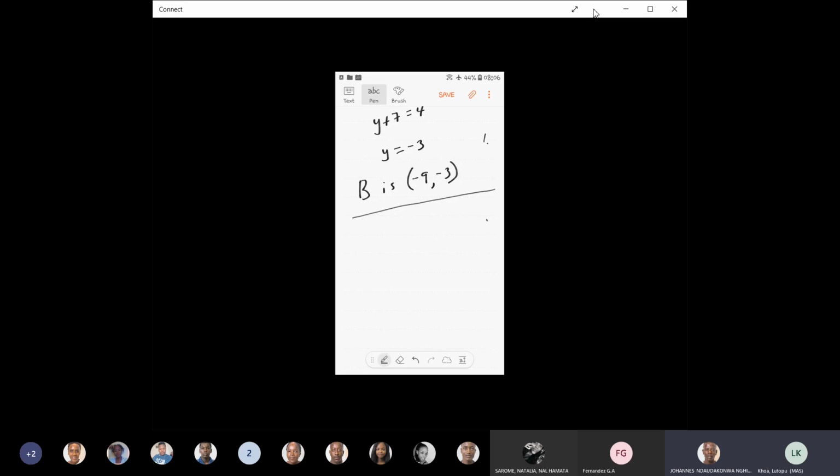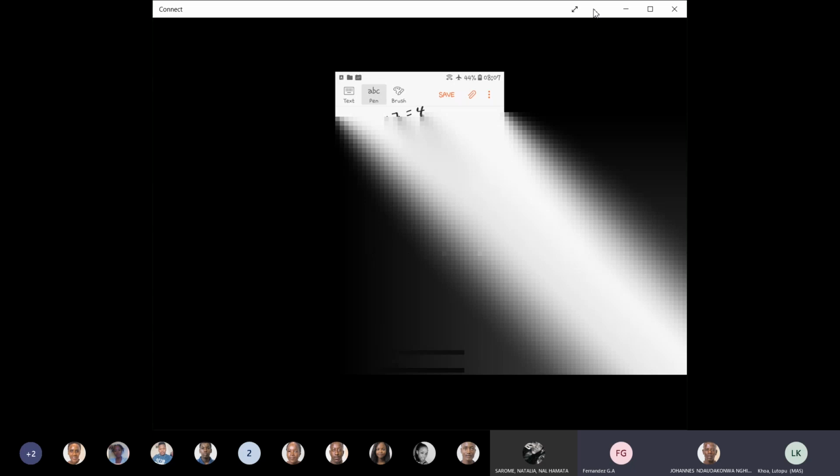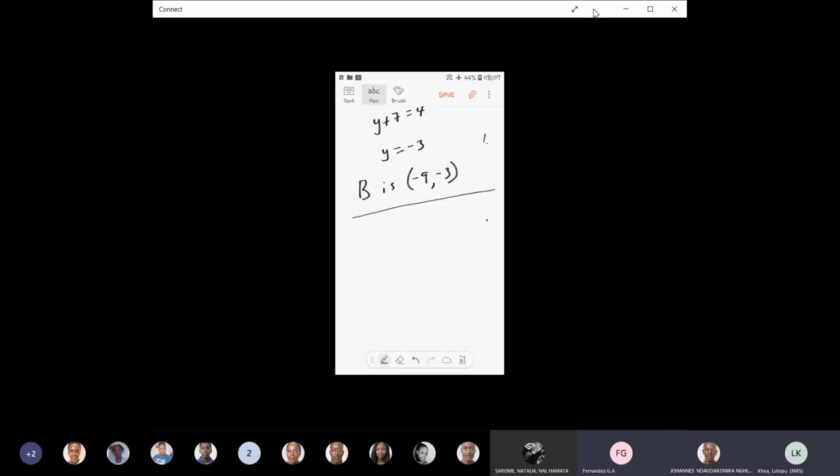Okay. Then another example, we are told that, Miss, yes, for that example, could we just confirm the coordinates by using A and B and seeing if it gives us M? Yes, you can.